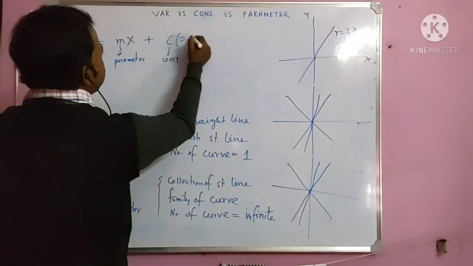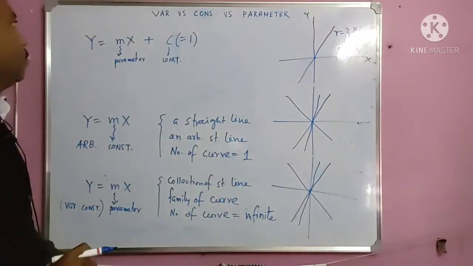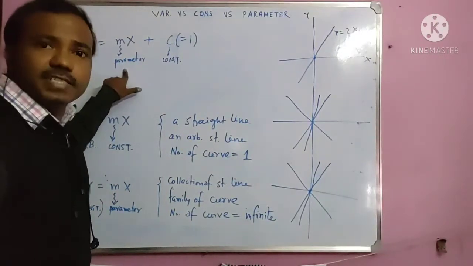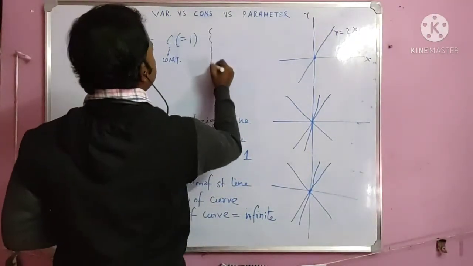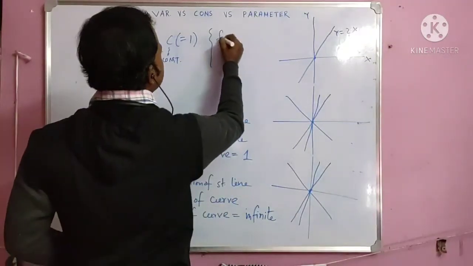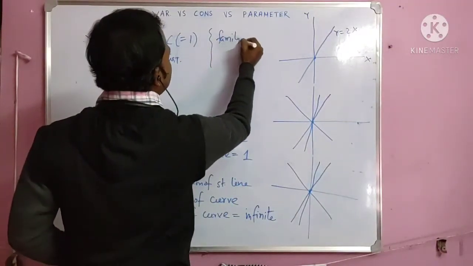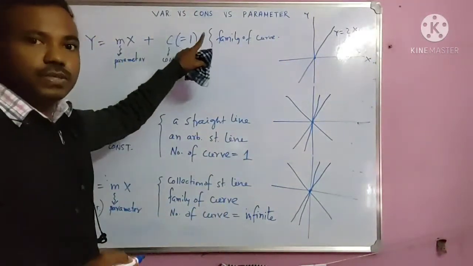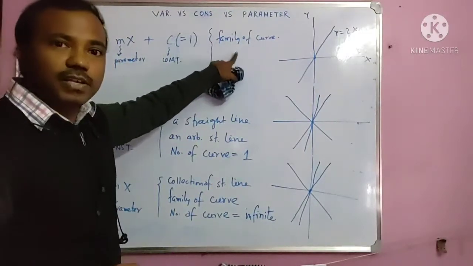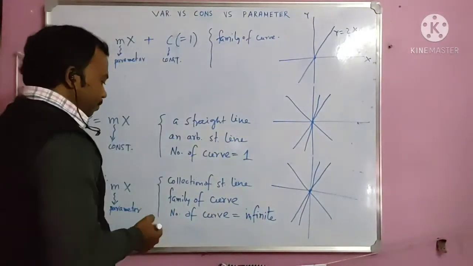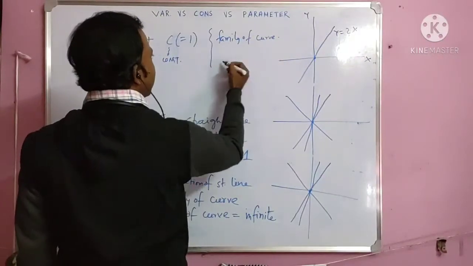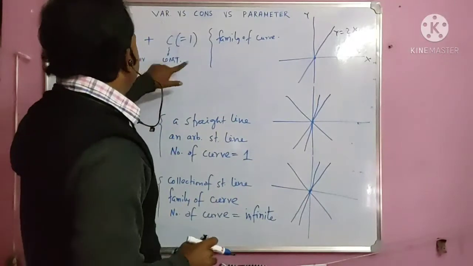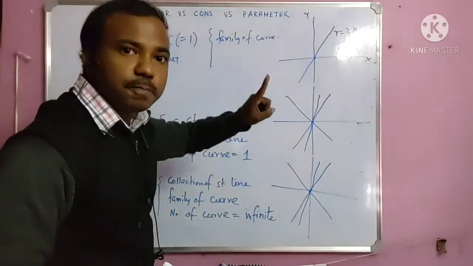Look, to plot this graph, we are choosing a particular value of C. What happens? Since m is a parameter, of course this will become a family of curves, and the curve is a straight line. So we can say family of curves or family of straight lines. And the number of curves, since it is a family, will again be infinite. This family will be represented in the graph.